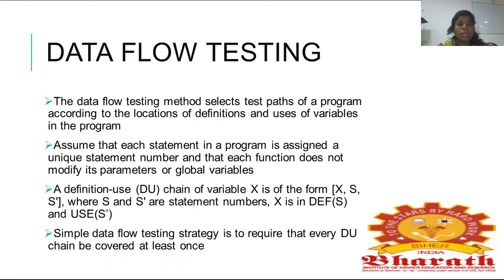Now, we saw condition testing. Next, we move on to data flow testing. What is meant by data flow testing? The data flow testing method selects the test paths of a program according to the location of the definitions and uses of variables in the program. So I'm going to select my test paths and check my data flow, whether all the variables are present or not. Next, I'm going to assume that each statement in a program and each function does not modify the parameters or global variables. I'm going to check all my statements to see that they do not change the parameters or global variables.